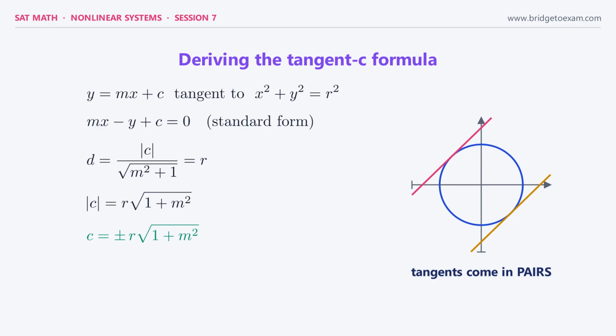Geometrically, it's obvious. For any given slope, there's a tangent line on one side of the circle and a parallel twin on the opposite side. A circle is symmetric, so tangent lines come in pairs.